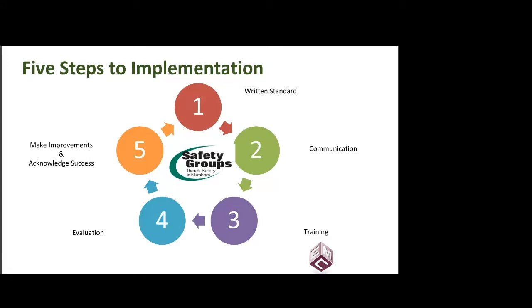So there are 5 steps to the implementation. One is you create a written standard or review your existing one. You communicate the programs that you're working on, conduct training, do an evaluation of how effective it is, and then make improvements and acknowledge success. So this is very similar to the plan, do, check, act model that the DEMI or ISO systems are built on. And really, Safety Group is modeled after that same approach.